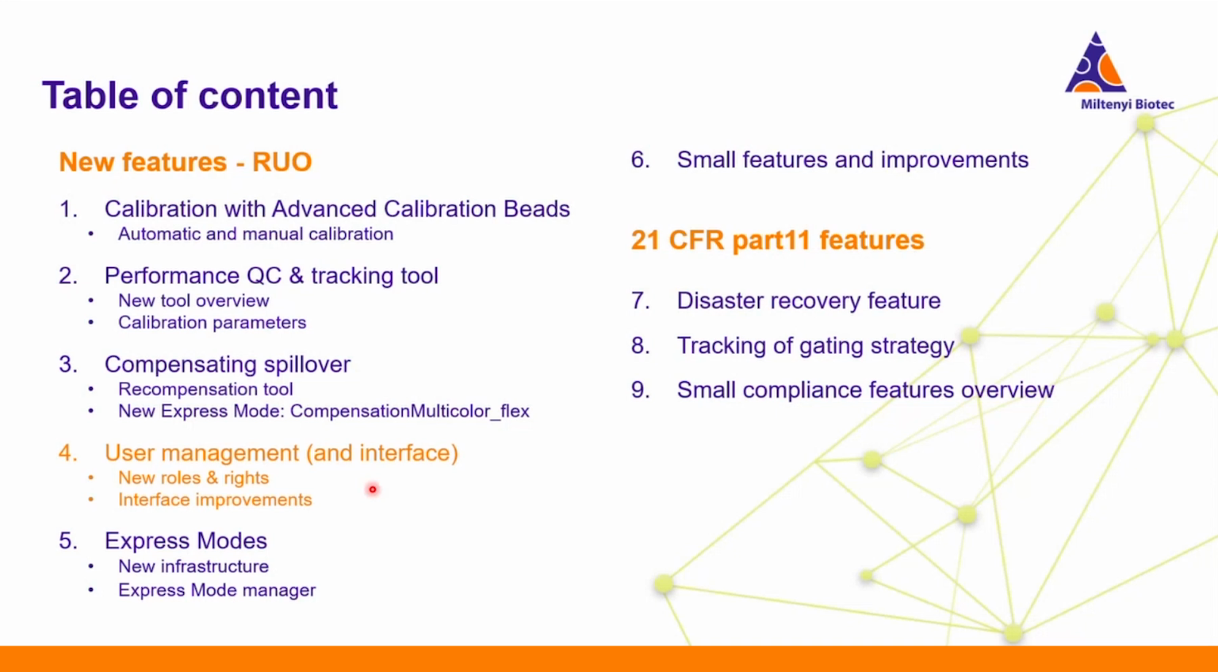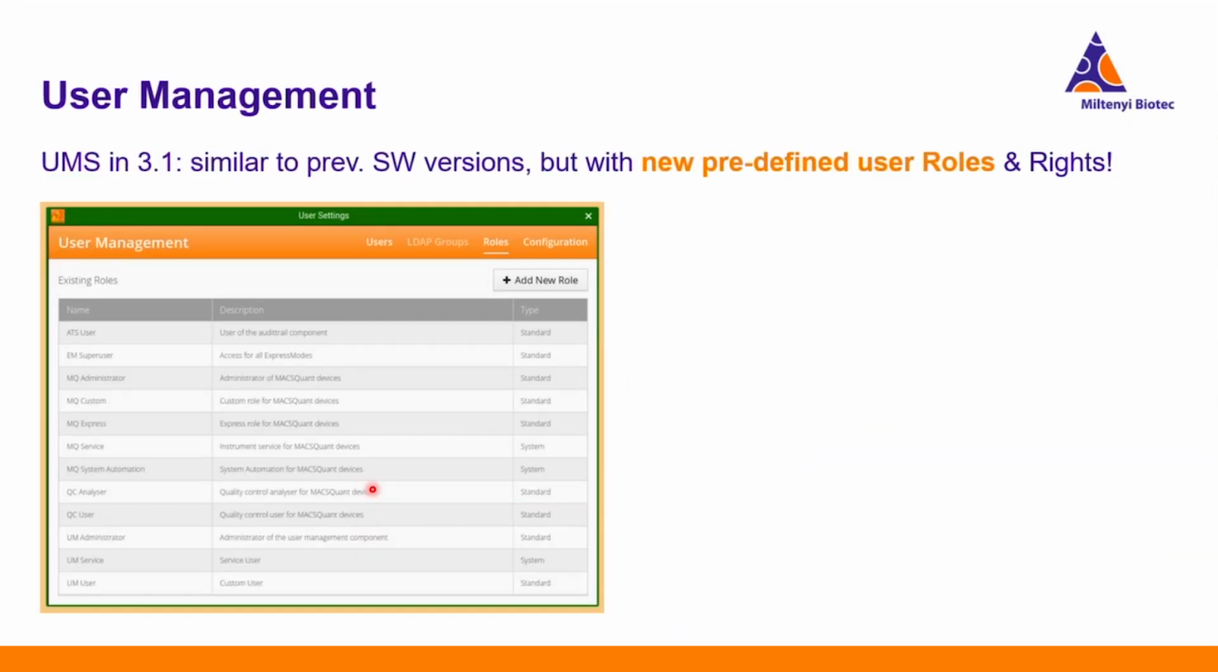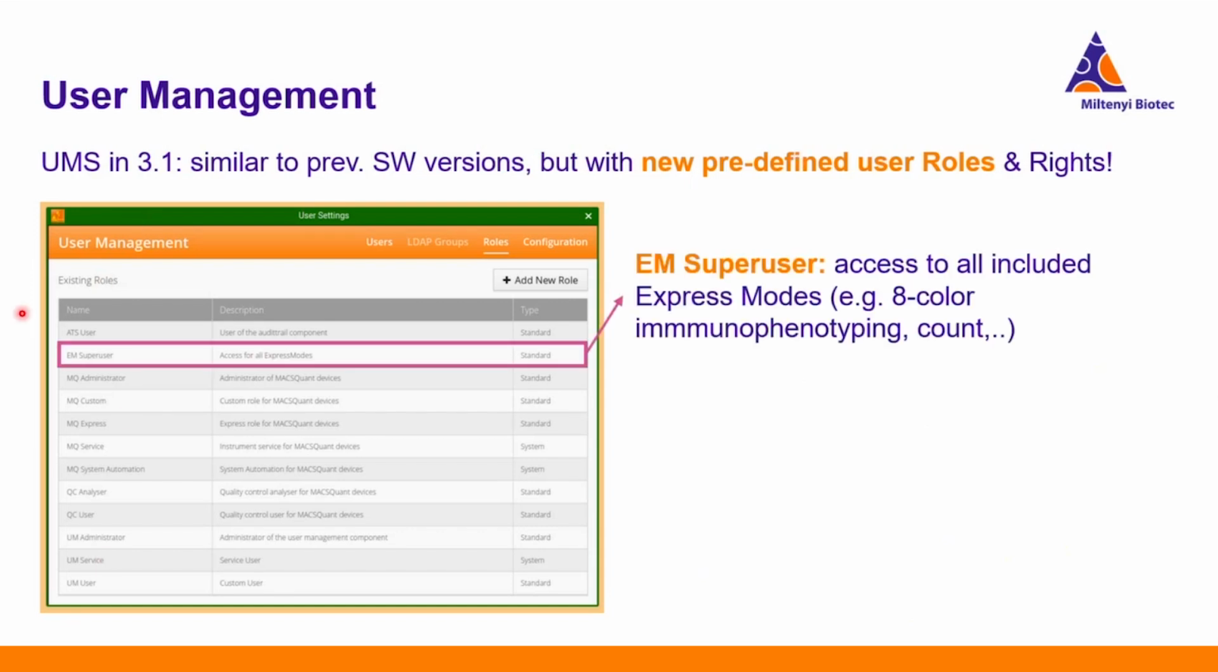Let's look at the user management next. It looks very similar to older software versions, but there are a few new predefined user rights and also user roles. Let's look at the roles first. This is new, EM super user. If you assign this role to one person, they directly get access to all the express modes which are on the machine. This also means that per default, not everybody has access to even those included express modes.